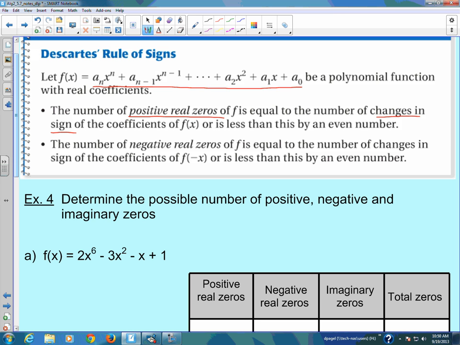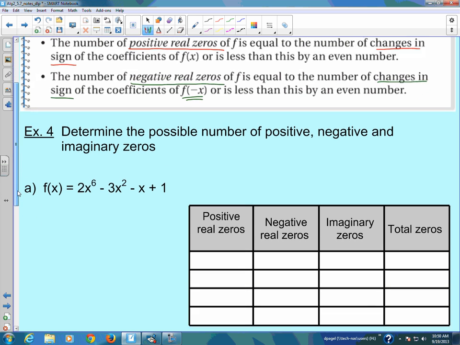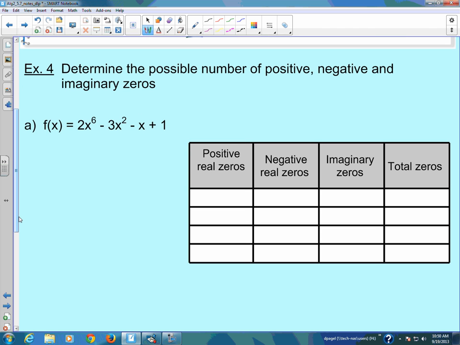or 3 possible positive real zeros. The number of negative real zeros, same thing, is equal to the number of sign changes that we see, but now of our f of negative x polynomial. So we're going to plug in opposite values of x. So let's see how this works out here in this problem real quick. Determine the number of possible positive, negative, and imaginary zeros.